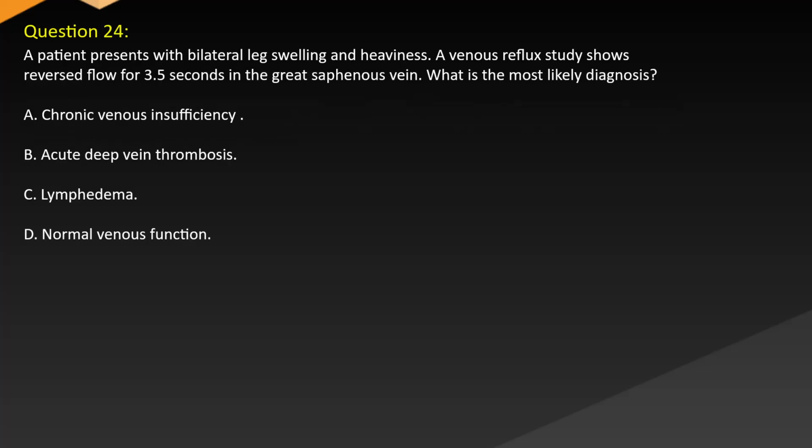Question 24. A patient presents with bilateral leg swelling and heaviness. A venous reflux study shows reversed flow for 3.5 seconds in the great saphenous vein. What is the most likely diagnosis? A. Chronic venous insufficiency. B. Acute deep vein thrombosis. C. Lymphedema. D. Normal venous function.